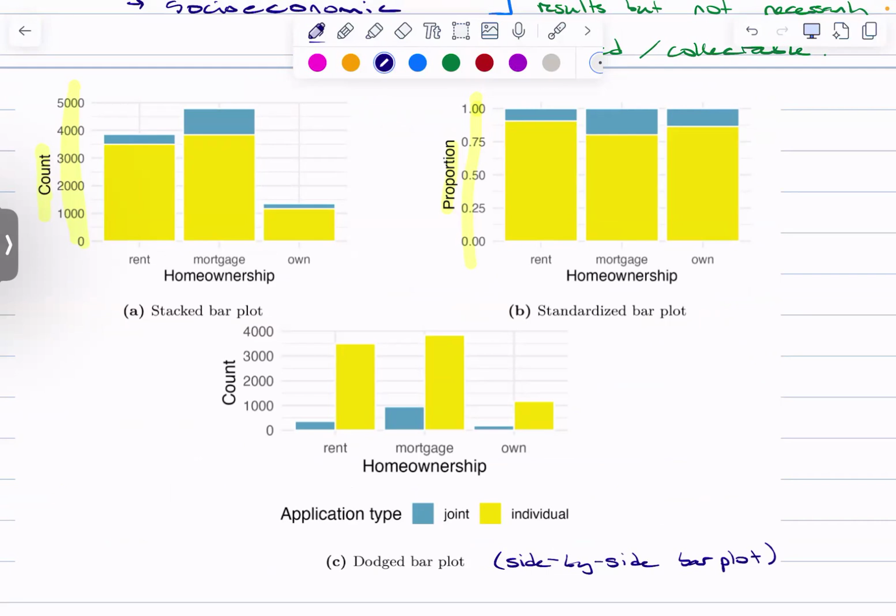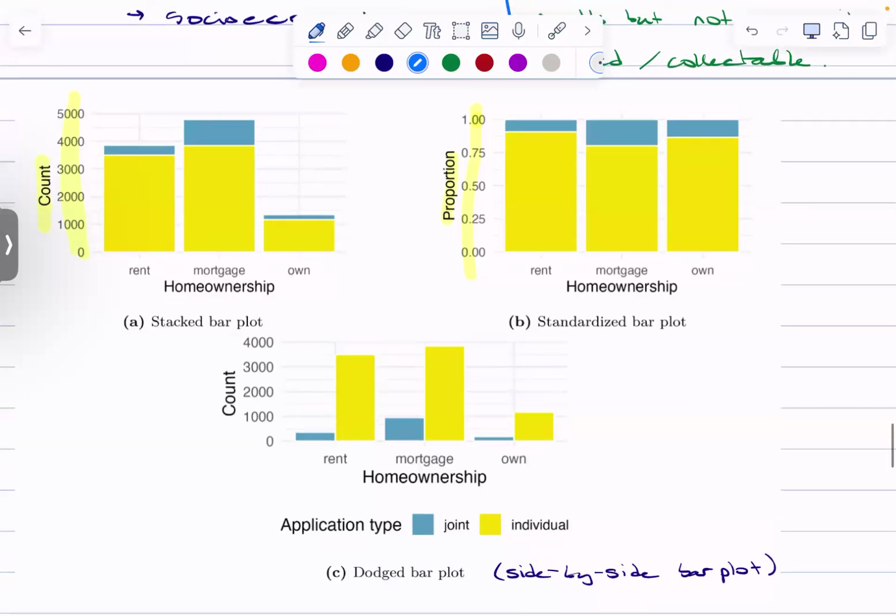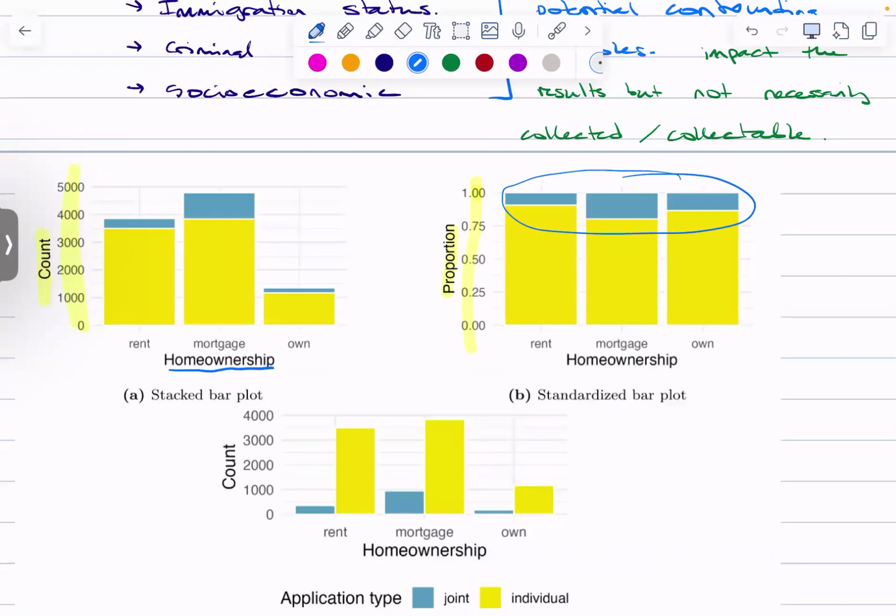Takes practice. So here, I'm interested in mostly the homeownership status. Whereas here, I would be talking probably about the distribution of the joint versus individual, so the type of application instead. So here we can compare the type of application.